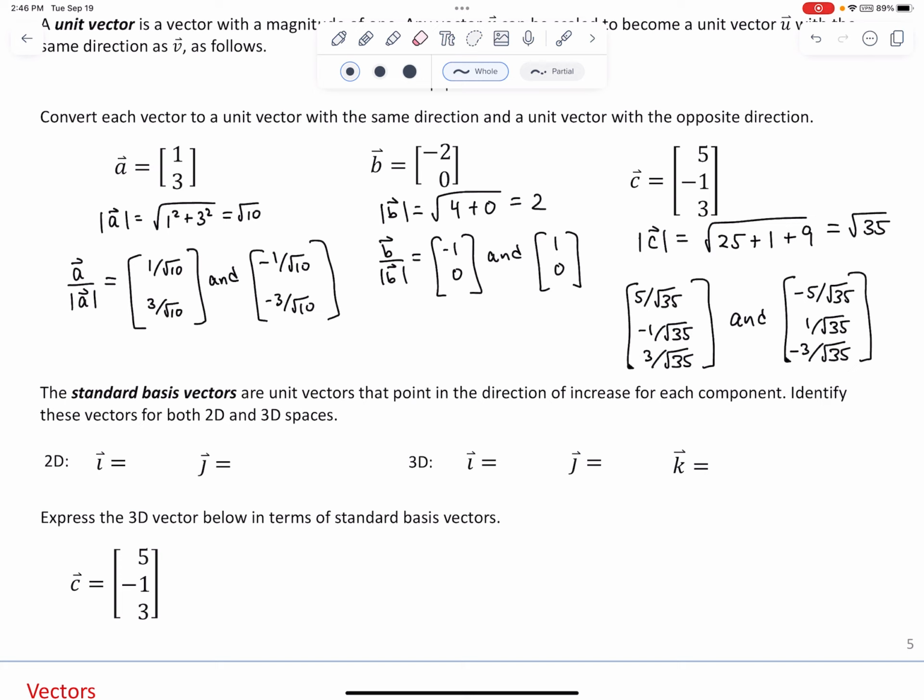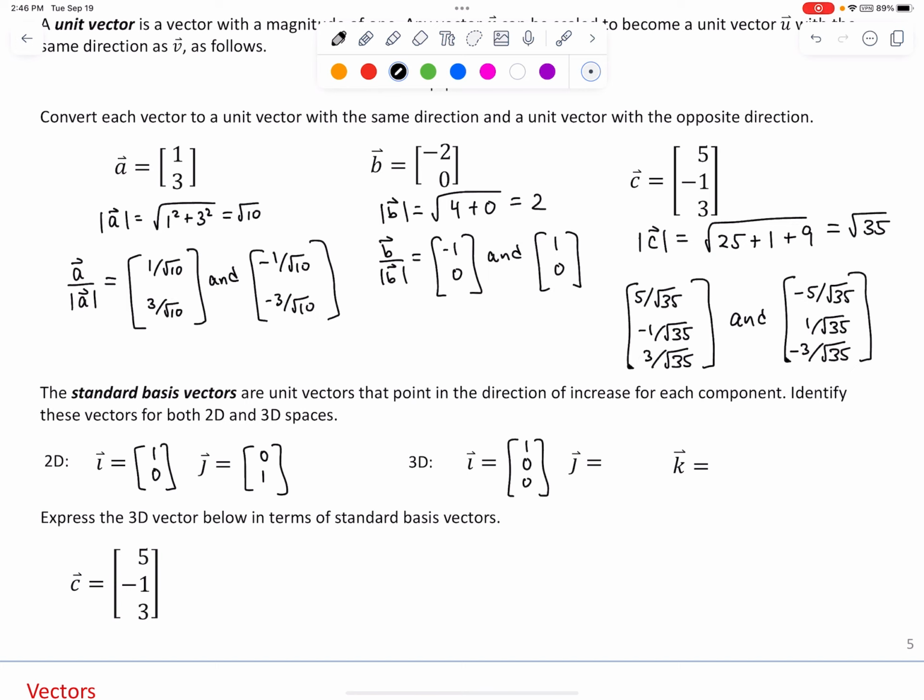Now, the standard basis vectors are unit vectors that point in the direction of increase for each component. Identify these vectors for both 2D and 3D spaces. So vector i is a 2D vector that points 1 unit in the x direction. So its components would be 1, 0. The j vector is a unit vector, so length 1 unit, but pointing in the y direction. So 0, 1. In 3D, the i vector will be the vector of length 1 pointing in the direction of x, so 1, 0, 0. The j vector will be 0, 1, 0, and the k vector will be 0, 0, 1.